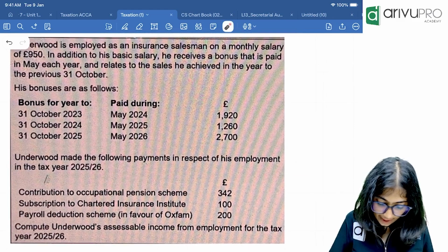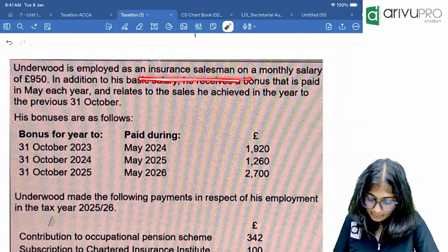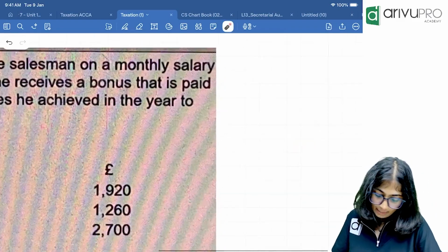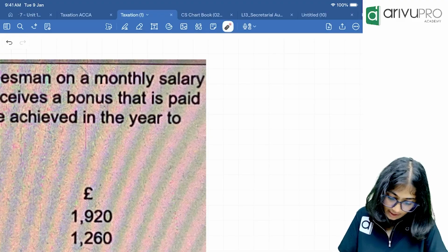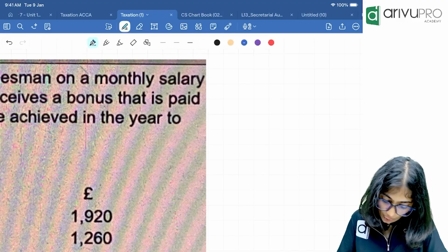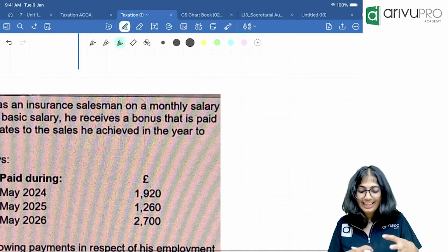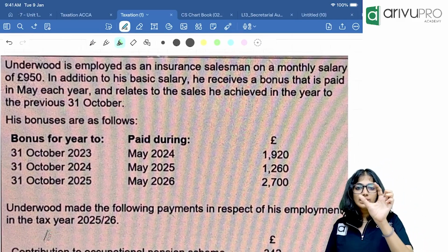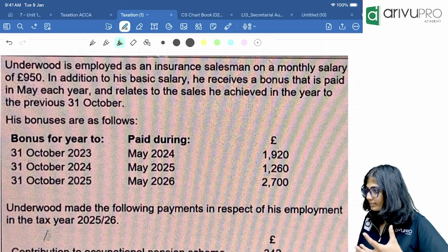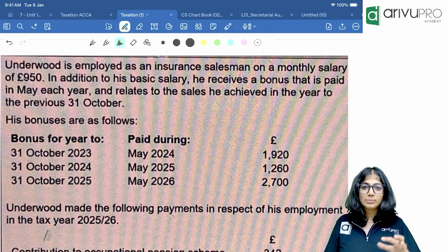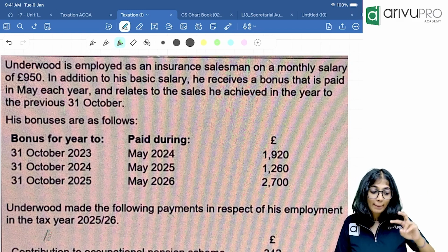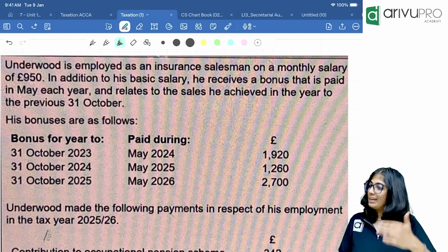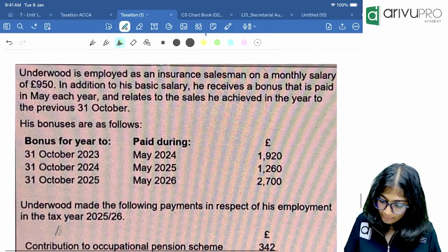Underwood is employed as an insurance salesman on a monthly salary of 950 pounds. What is the salary amount? Let's just highlight certain things so that we are not missing out on things. This is the way I like solving. Whenever you read a question, highlight all the important points and make certain notes so that you don't forget. The thing with taxation problems is that they're very lengthy. You might forget certain things and you might end up with the wrong amount.